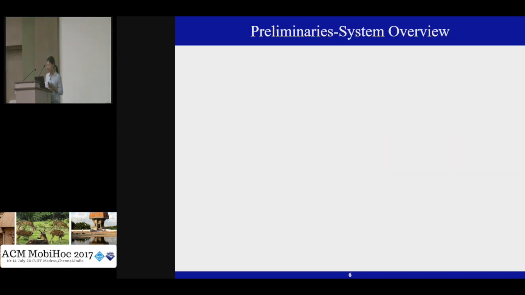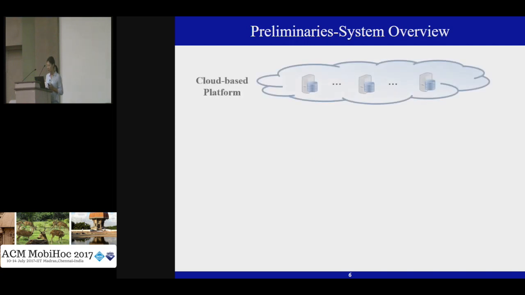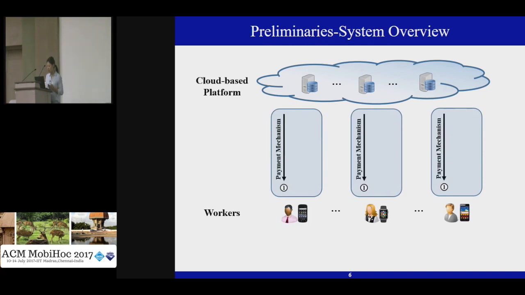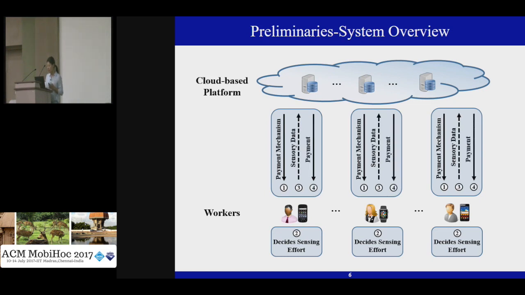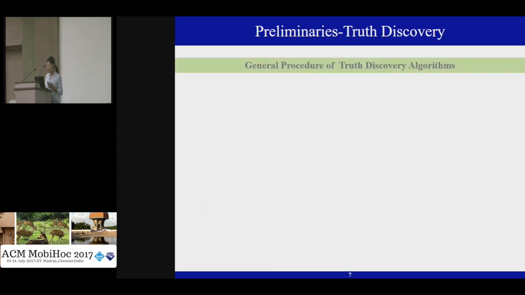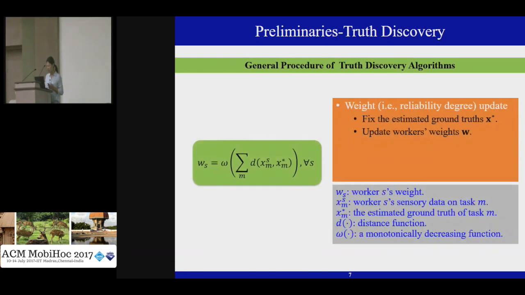The architecture of the mobile crowd-sensing systems considered in this work consists of a cloud-based platform and a set of crowd workers. The workflow of such a system is as follows. First, the platform announces the payment mechanism to workers. Next, the workers decide the level of their sensing effort, carry out sensing, and submit their sensory data to the platform. After receiving workers' data, the platform calculates payments according to the payment mechanism and sends the payments to the participating workers.